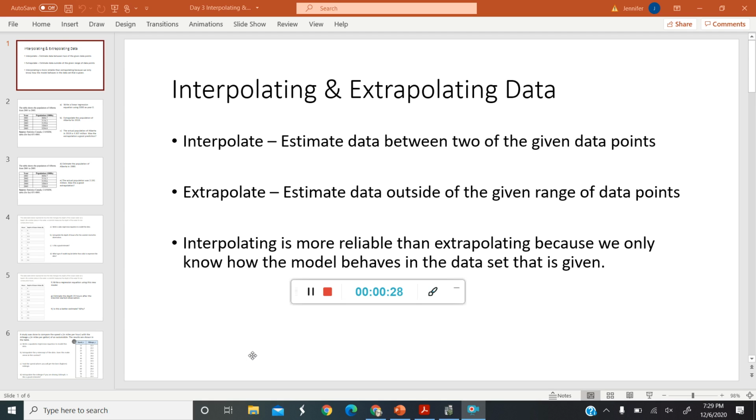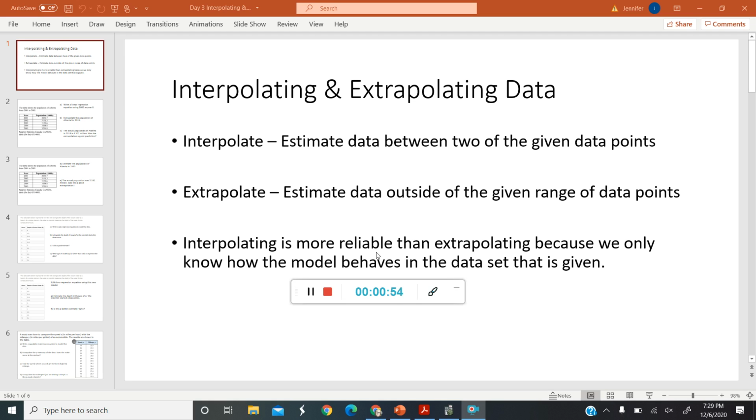So if you have x between 0 and 10 and you're estimating for 7.5, that would be interpolating. Extrapolating means that you're estimating something outside of your data range. So if you have between 0 and 10 and you're estimating for 52, then that's outside of the range of data points. With that being said, interpolating is always going to be more reliable because you only know how the model behaves in the data set you're given.